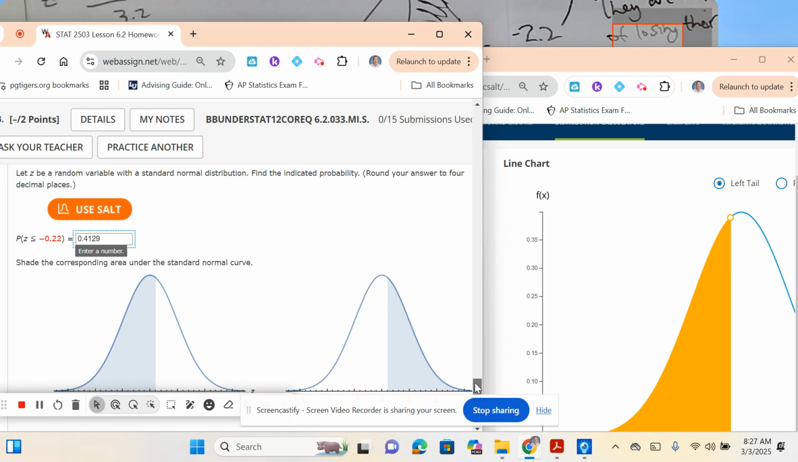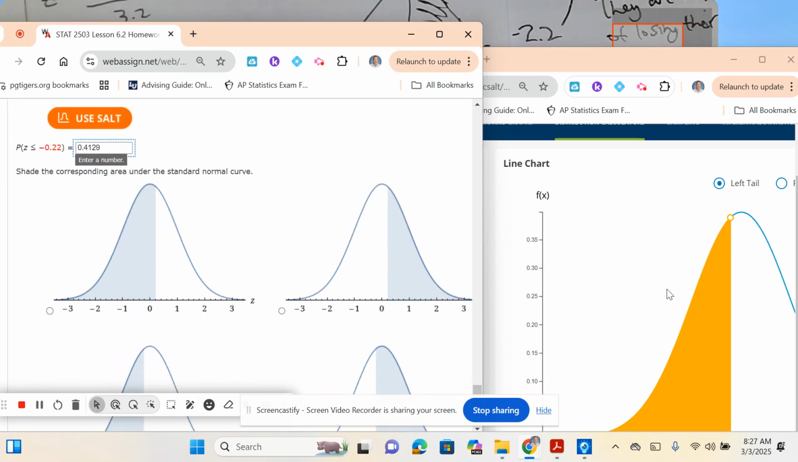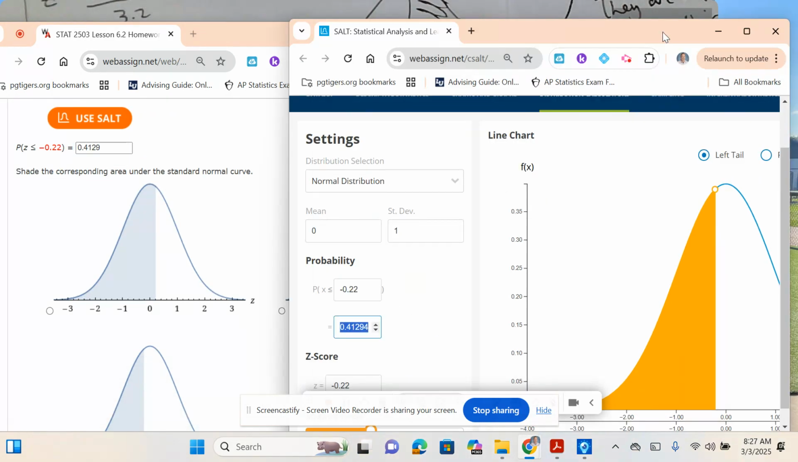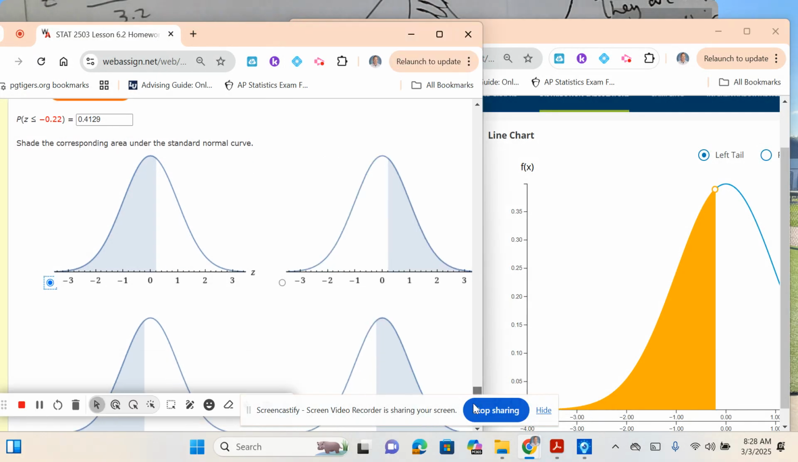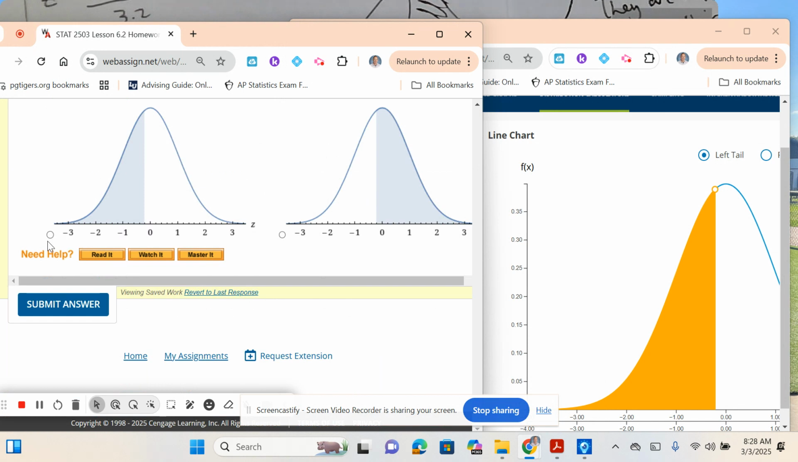Now, normal curve, the shading, it looks like it goes forever to the left, and on the right, it goes to negative 0.22, so it's not even going to hit 0. So we're not going to hit 0. So we're looking for one that starts at negative infinity and goes to negative 0.22. Should be this one right here. Okay, so it kind of matches that one.